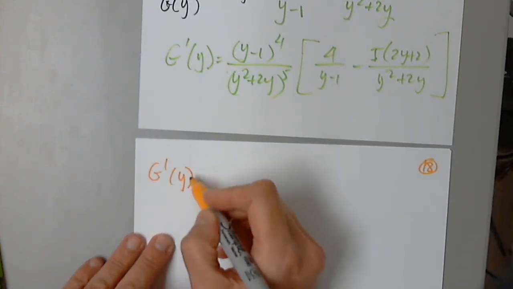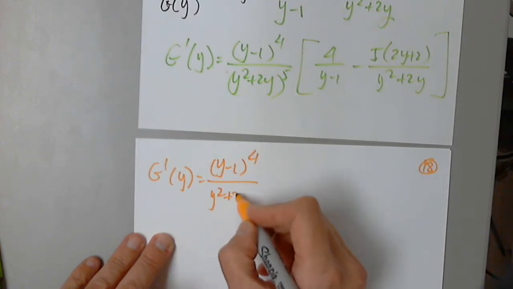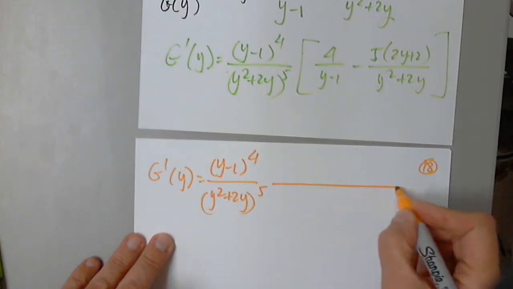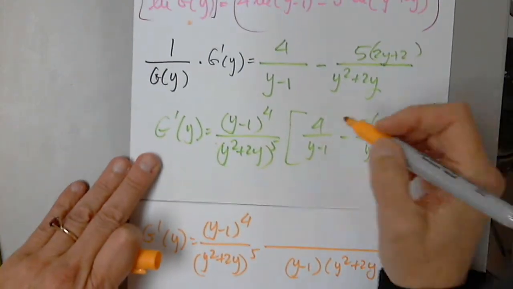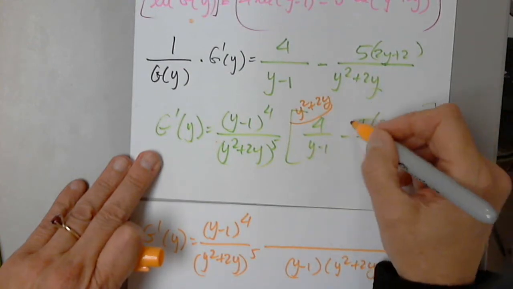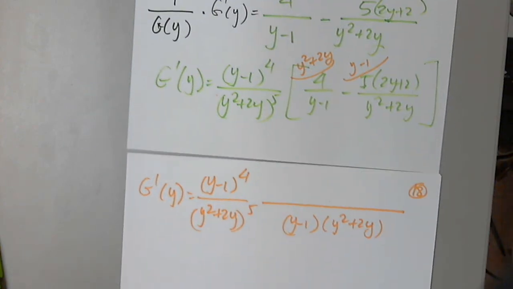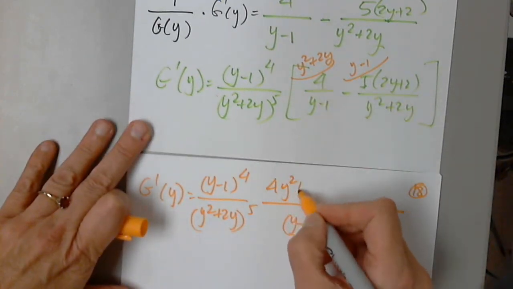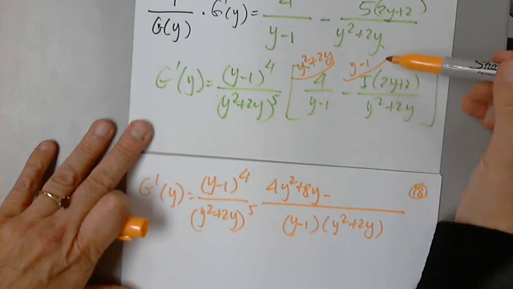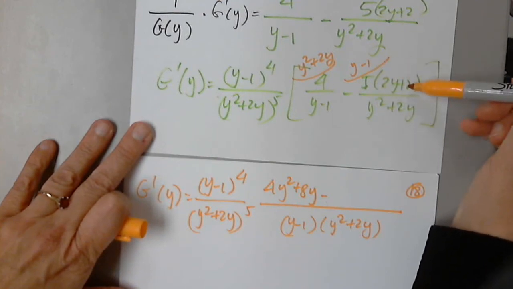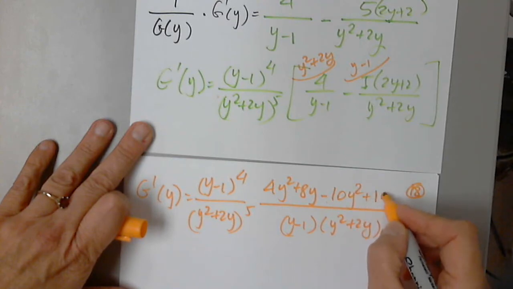So then g prime of y, I find the least common denominator in brackets: y minus 1, y squared plus 2y. This needs a y squared plus 2y, and this one needs a y minus 1. So 4 times y squared plus 4 times 2y minus, again I have the same thing. I hope you agree with me now that this is y minus 1 times y plus 1 with minus 10, right? So minus 10 y squared plus 10.